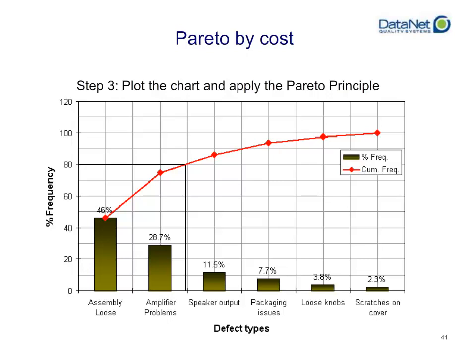So in this case, it's assembly loose and amplifier problems, as opposed to in the by count where you had 3 items: assembly loose, amplifier problems, and packaging issues. So if you take into account the cost factor, then your focus becomes a lot more narrow. You're more concerned now with the loose assembly and the amplifier problems, as that is what is costing you the most. So that pretty much concludes the discussion on Pareto charts. Next, we're going to be covering the cause and effect diagram.